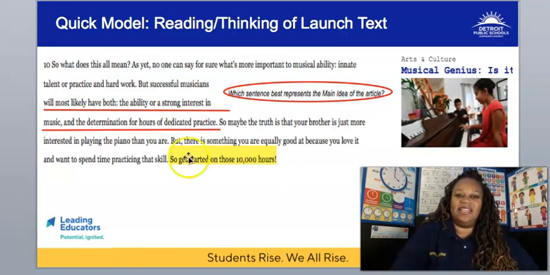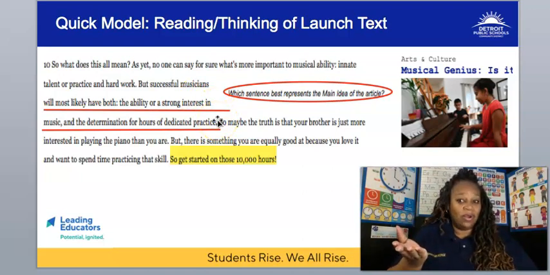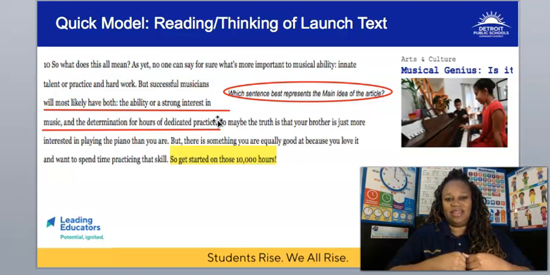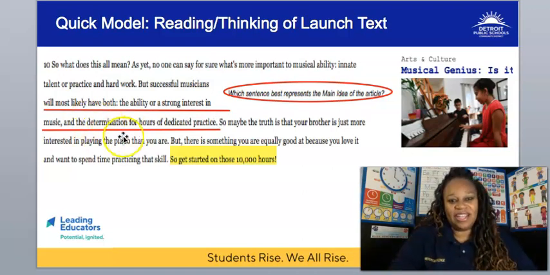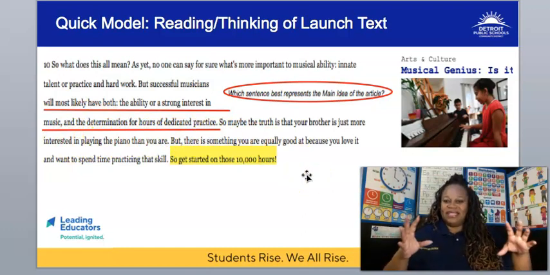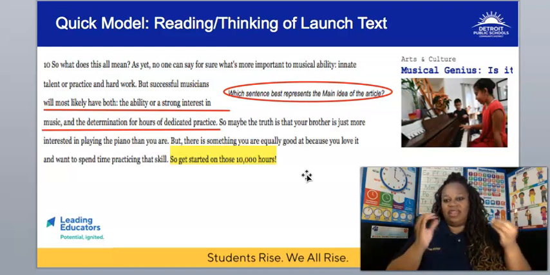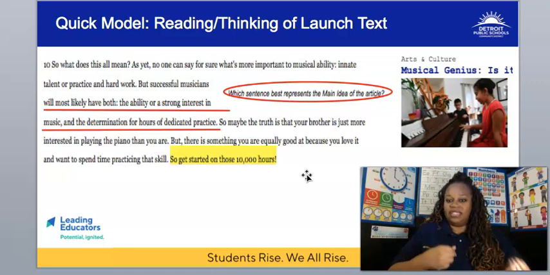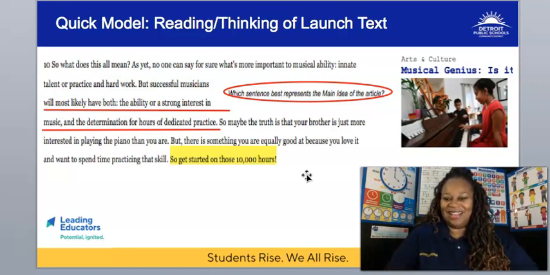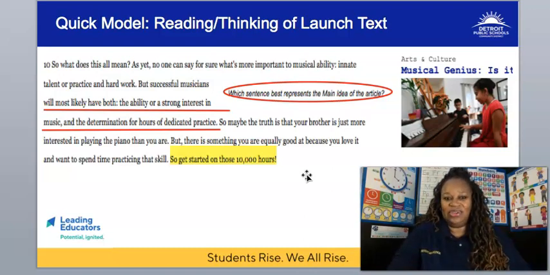In paragraph 10, this sentence is underlined. But successful musicians will most likely have both the ability or a strong interest in music and the determination for hours of dedicated practice. So, that sentence, in my opinion, seems to summarize or encapsulate everything that we've learned from our text, Musical Genius, Is It Talent or Practice? You can determine what sentence stands out to you.